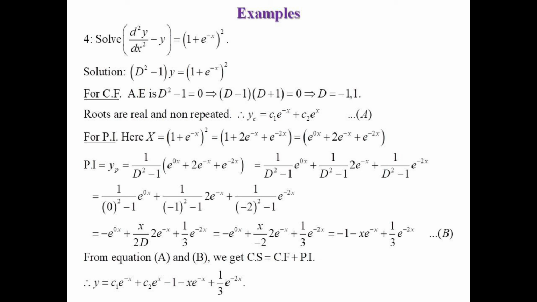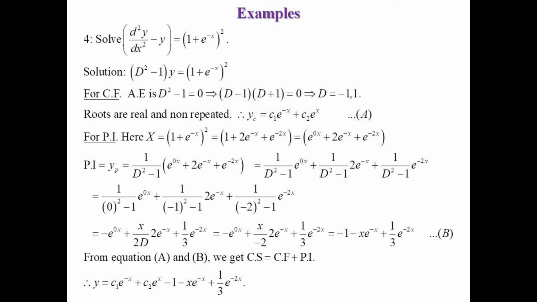So we can write the next step as minus e raised to 0x plus x by 2 as it is. Replace D by minus 1, so we get minus 2 in the denominator into 2 e raised to minus x as it is, plus the third term as it is, 1 upon 3 e raised to minus 2x. So finally the particular integral is minus 1, because e raised to 0x is 1. Minus 2 will get cancelled, so minus x into e raised to minus x plus 1 upon 3 e raised to minus 2x.